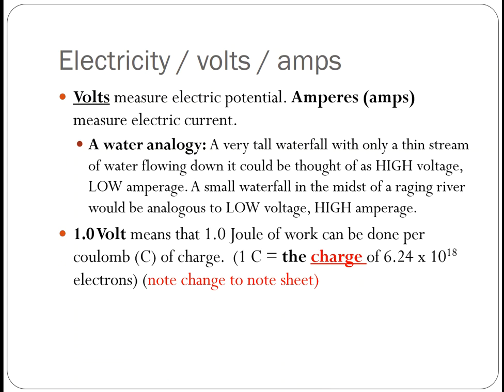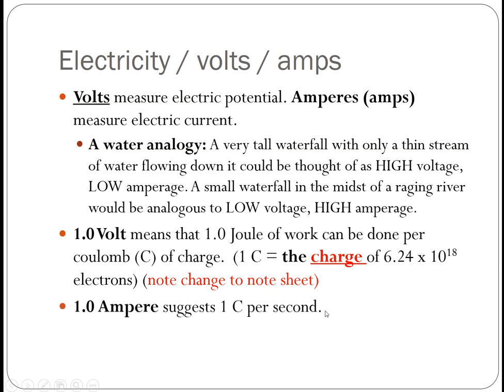What a volt implies is that 1 joule of work can be done per coulomb of charge. A coulomb is a unit. There's a slight change there to your note sheet: a coulomb is the charge on 6.24 times 10 to the 18th electrons. So 1 volt means that a joule of work can be done by that quantity of charge, or of electrons.